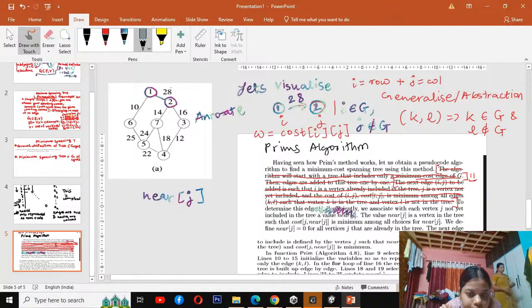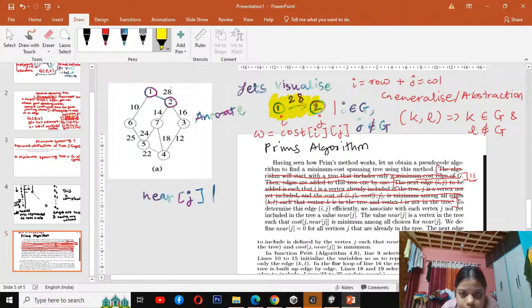No, I think we need this. The value near J is a vertex in a tree such that the value of near is a vertex in the tree such that we are defining this. I'll highlight this. And let's do some partitions.